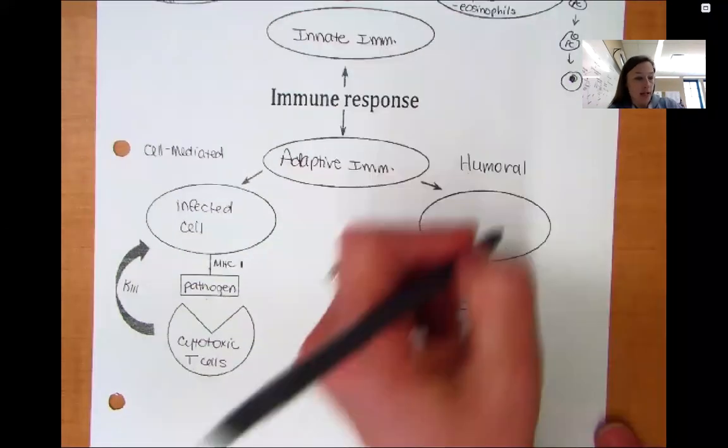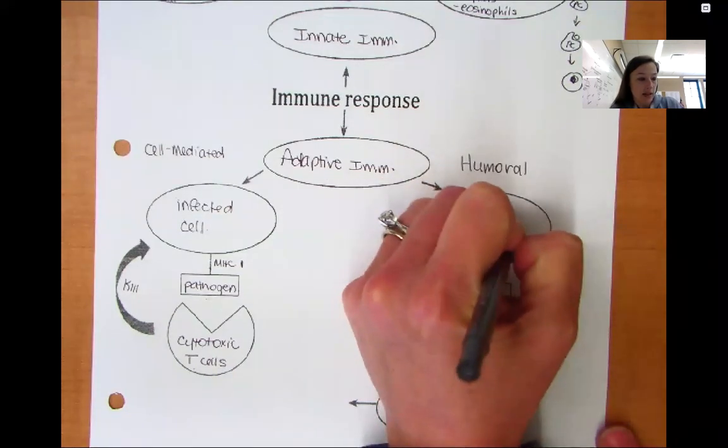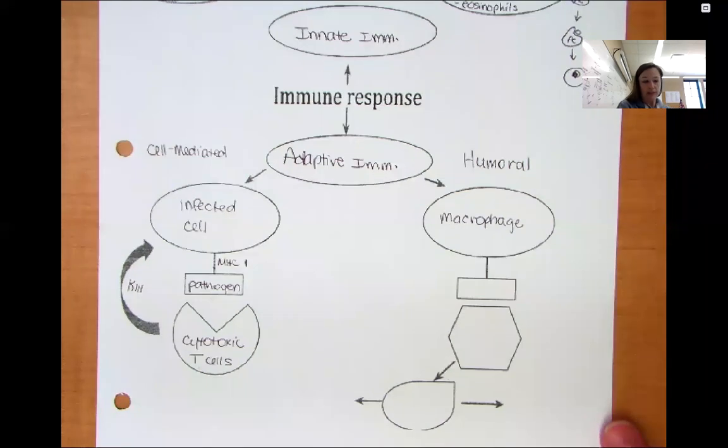The humoral branch, you're going to have some kind of, I probably should have put phagocytic cell, but I'm going to be more specific.